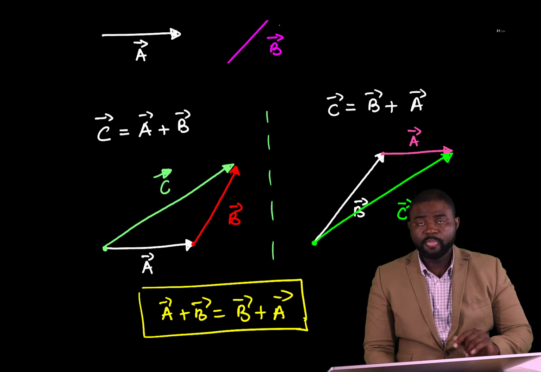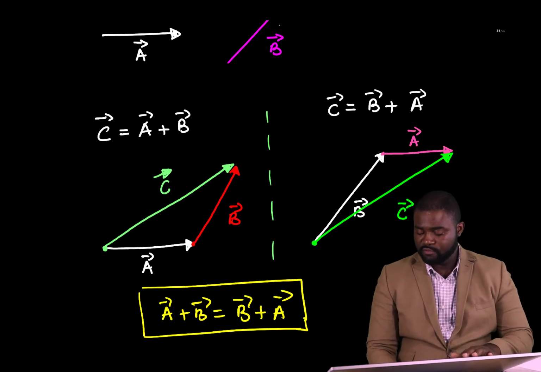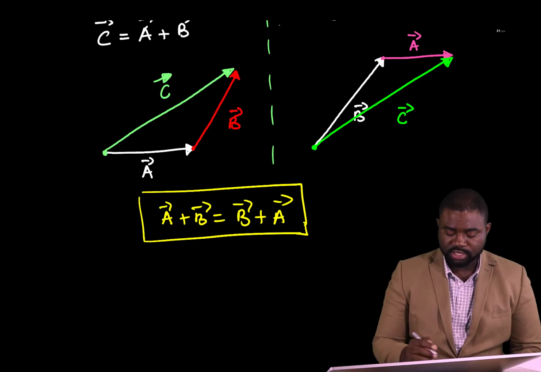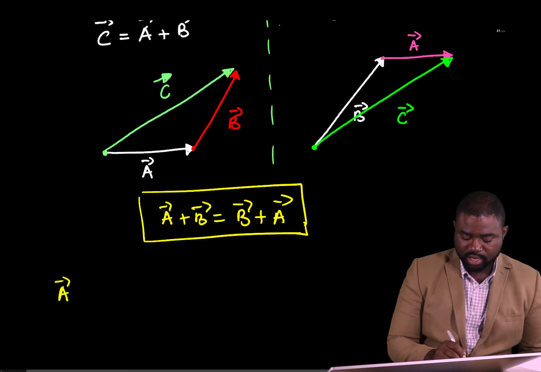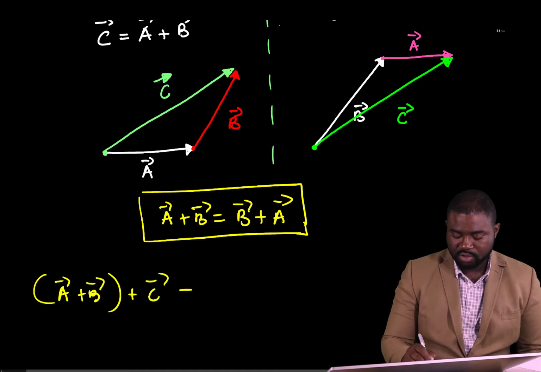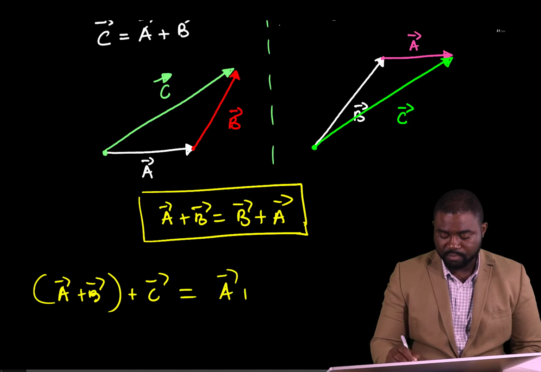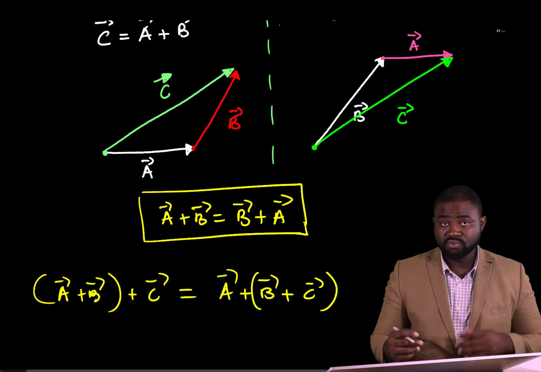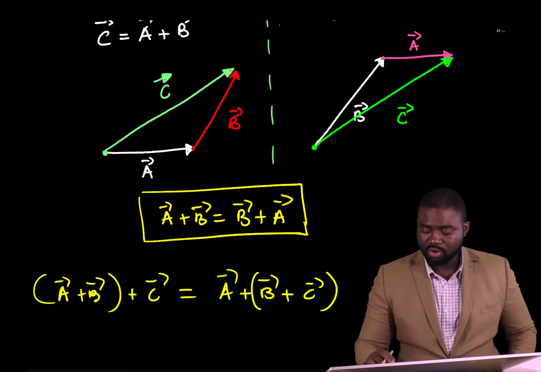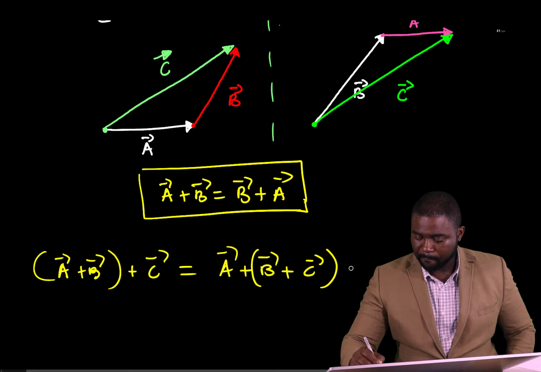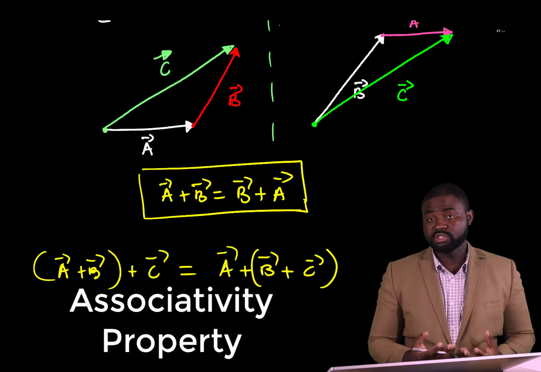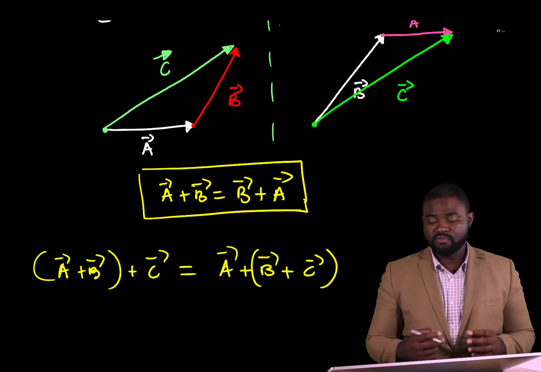So consequently, if you have, let's say, vector A plus B plus C, it will be equal to vector A plus B plus C grouped in any order. The order really does not matter. We call this associativity of vectors. The order of operation really doesn't matter when it comes to addition of vectors.